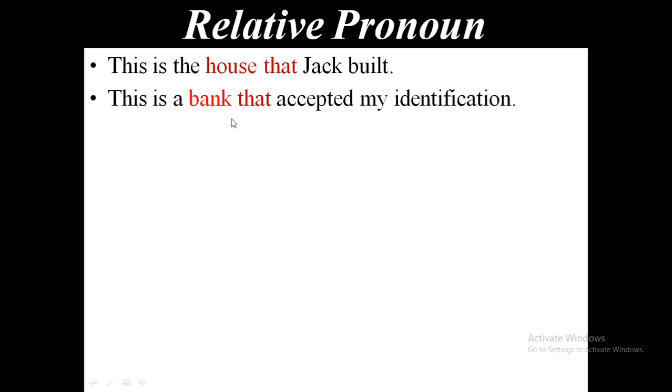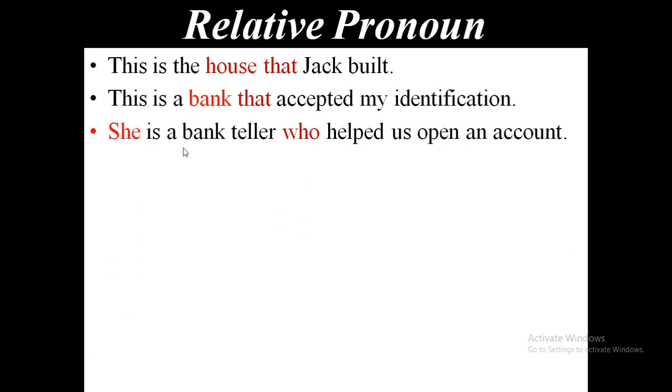This is a bank that accepted my identification. This is a bank, one clause, and that accepted my identification. Here two clauses are connected. The word that is substituted for the word bank. And next, she is a bank teller who helped us open an account. She is a bank teller, one clause, and who helped us open an account. So who is substituted for the pronoun she.